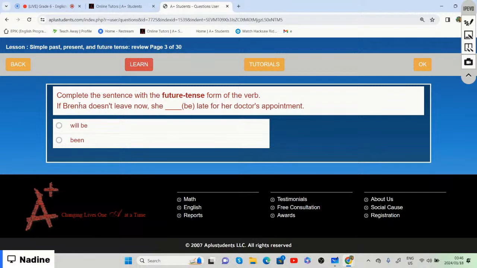If Brenna, now we need to complete the sentence with the future tense form of the verb. If Brenna doesn't leave now, she will be or she been late for her doctor's appointment.